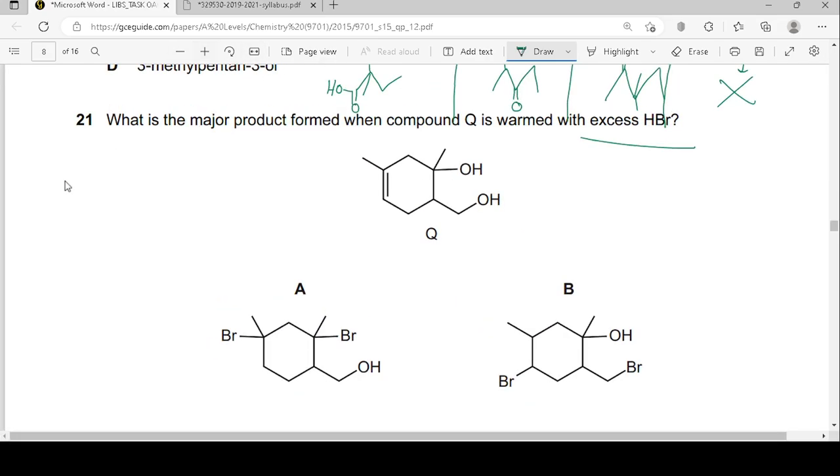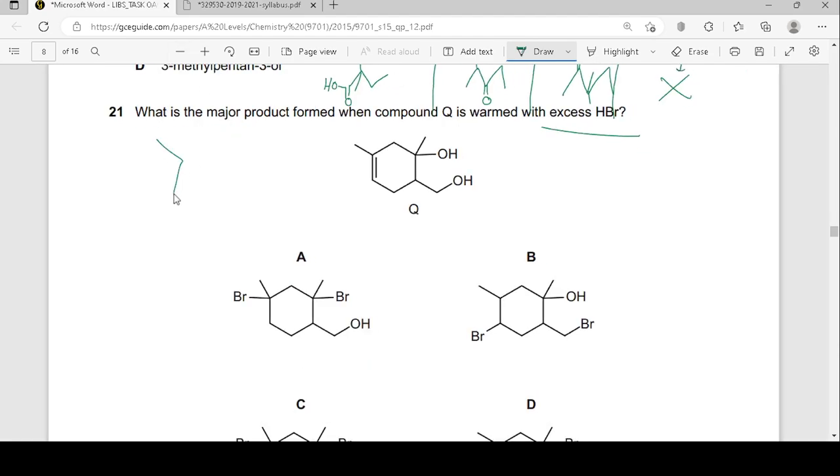But then, which one would be the major product, right? So if I draw it again, I'm going to attempt to draw the intermediates. So one intermediate could be like this, right? I wish one has more. So if I do this one, see, I don't remember the electrophilic addition properly, even though it's probably one of the easiest things in organic chemistry.